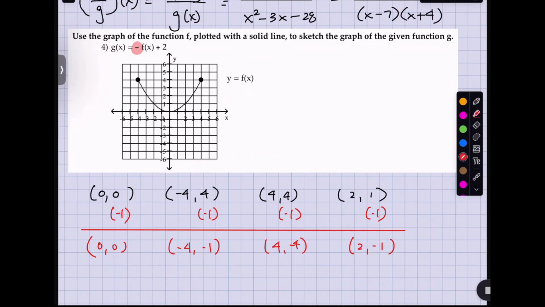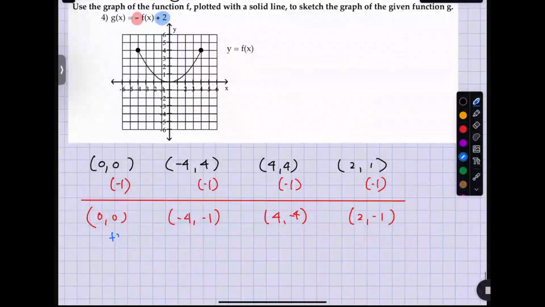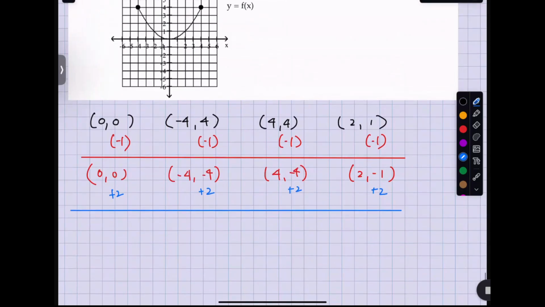And then? Wait, why is the second equation not -4? -4, -4. I messed up? Yep, you messed up. Why? 4 times -1. Sorry, I like to argue.